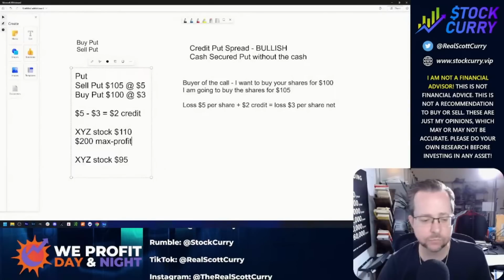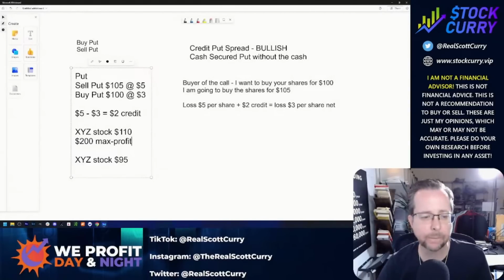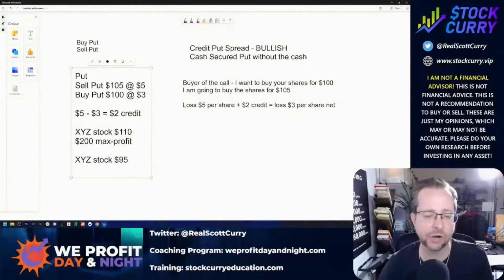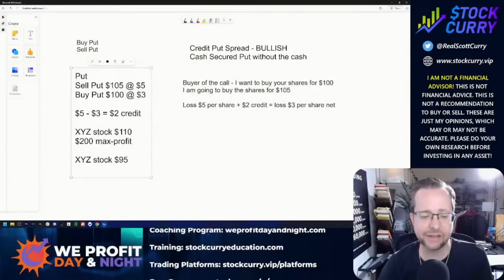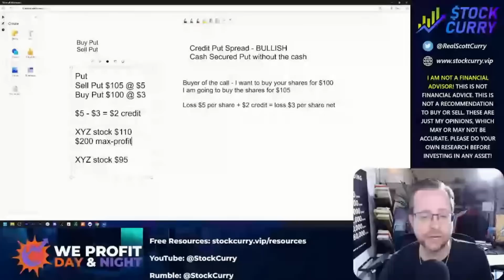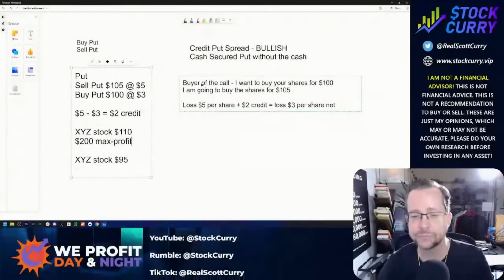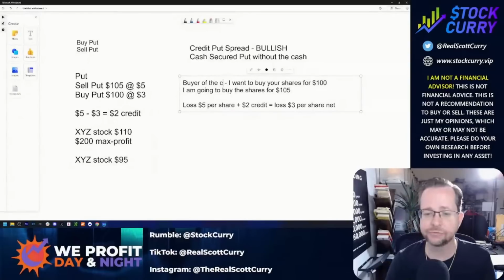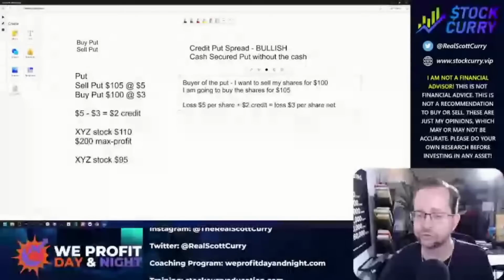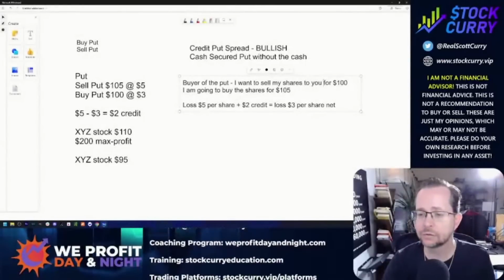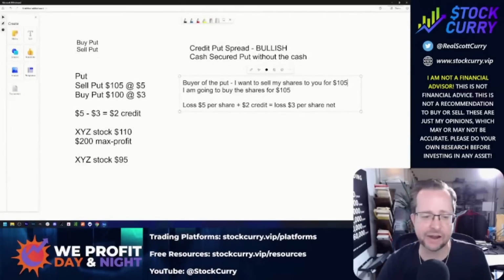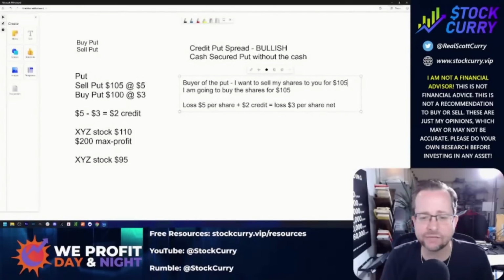Let's say it goes down to $95. The person that bought the put from me, does he want to sell his shares to me for 105? Yes. Why would he sell them on the open market for 95 when he could sell them to me for 105? So obviously he wants to sell the shares to me for $105. So the buyer of the put now comes to me and says, hey man, I want to sell my shares to you for $105. I'm like, crap, I don't have $105.